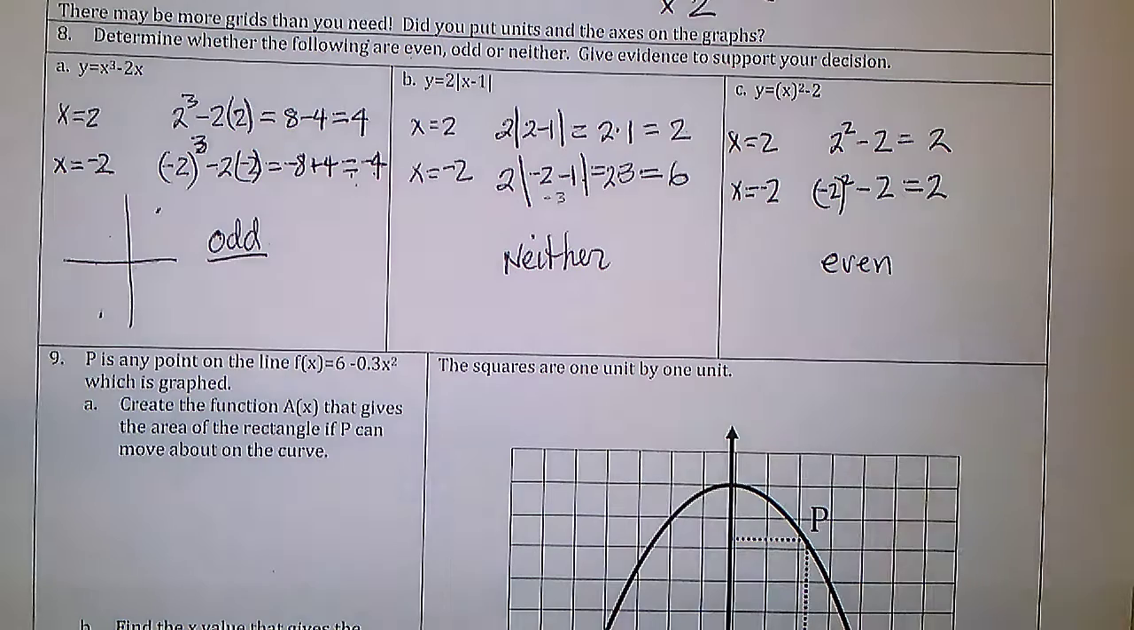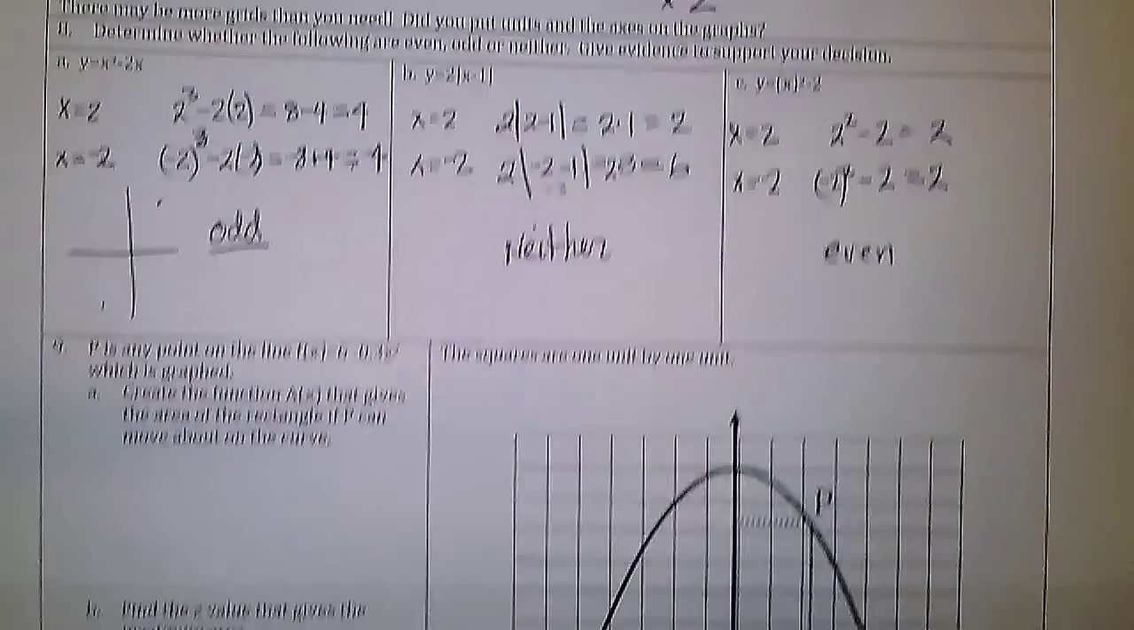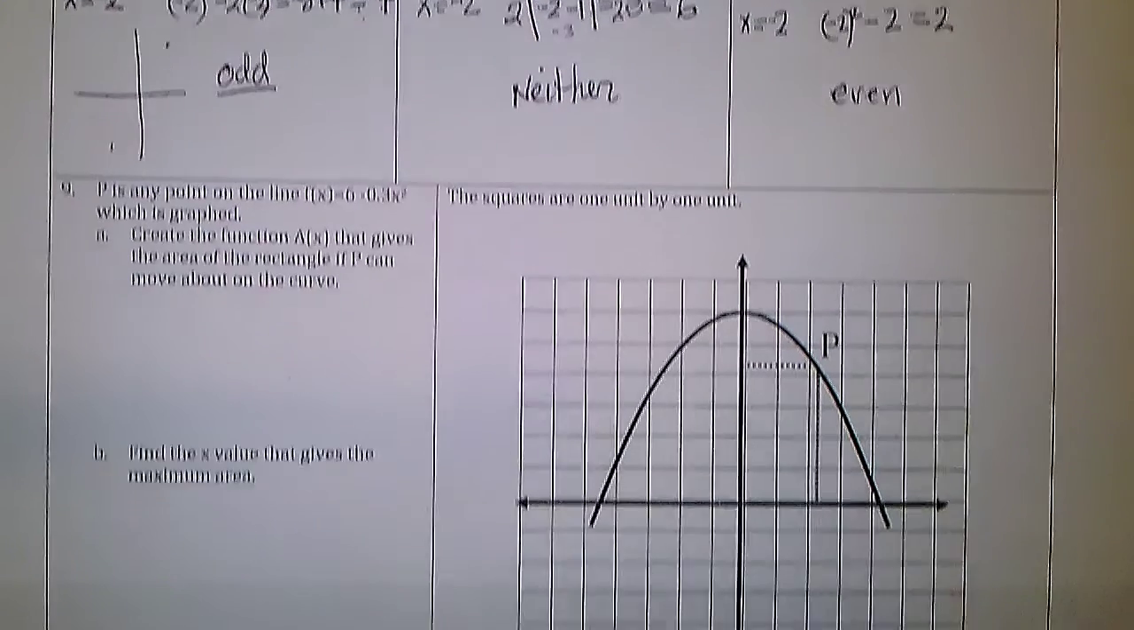They could all be neither. They could all be odd. They could be some odd and some even, some odd and some neither. I'm not telling you that there's going to be one of each by this sample test. I just gave you one of each in the sample test.